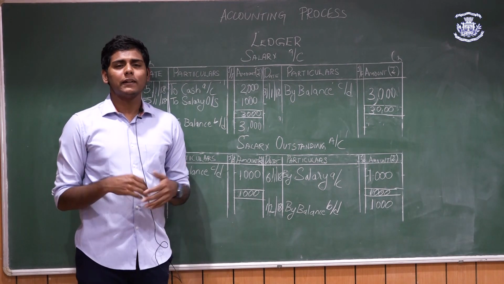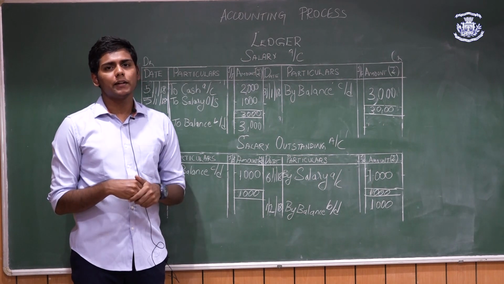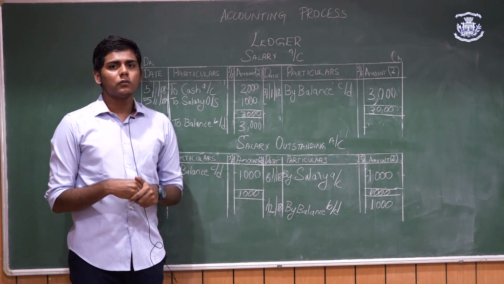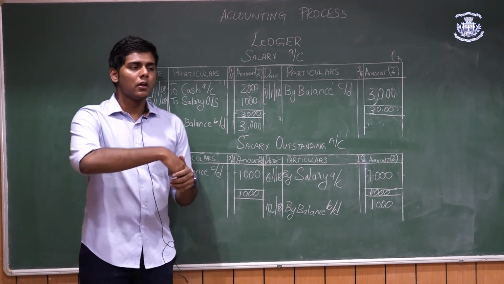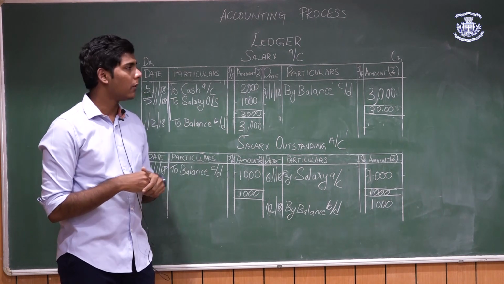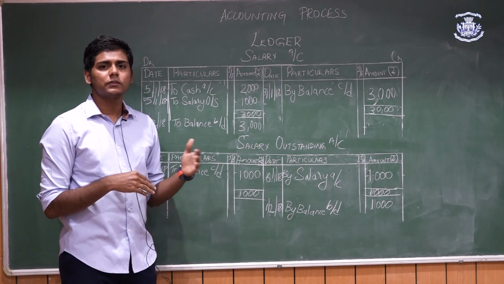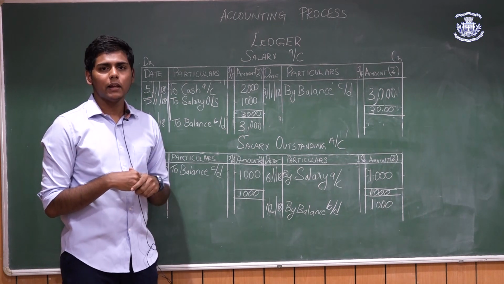So let's move to our next ledger account, that is our salary account. And we also know our salary account is another expense account. So we will debit when it increases and credit when it decreases. So when it comes to salary, we have paid salary, but there are two parts to it. We've paid in cash, and there's also salary outstanding. Both of that will have to be recorded separately in the ledger account.